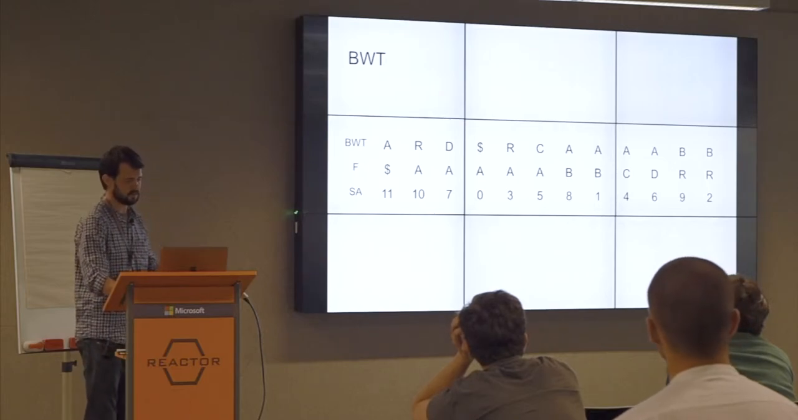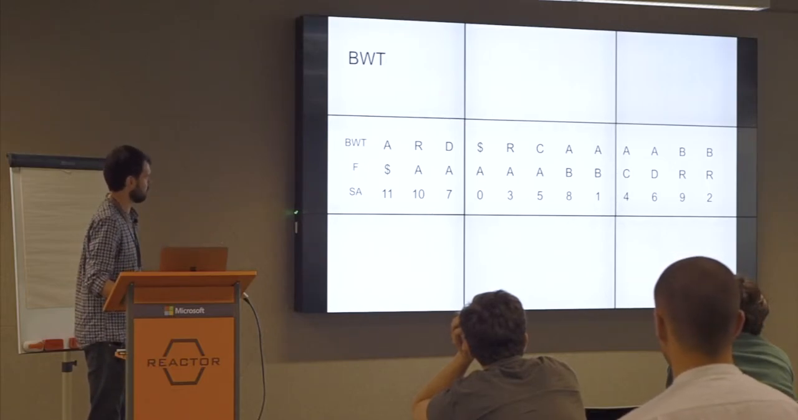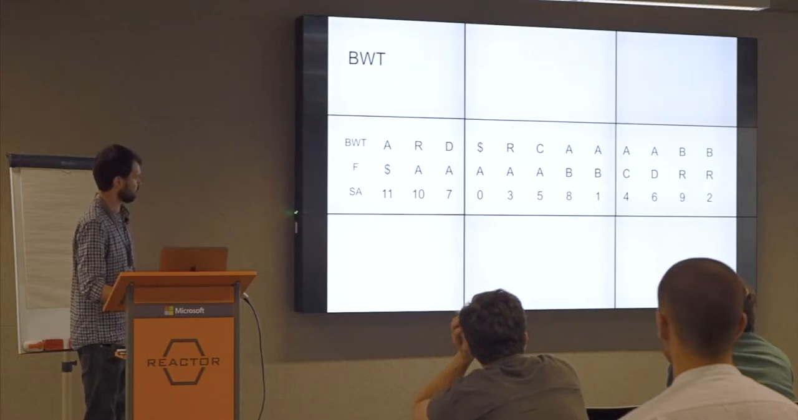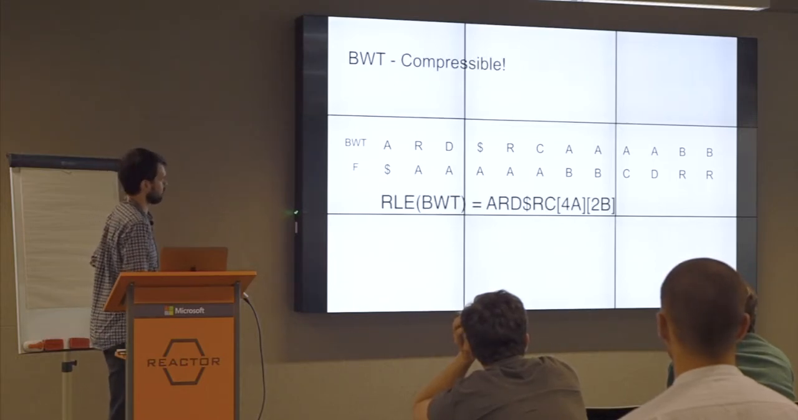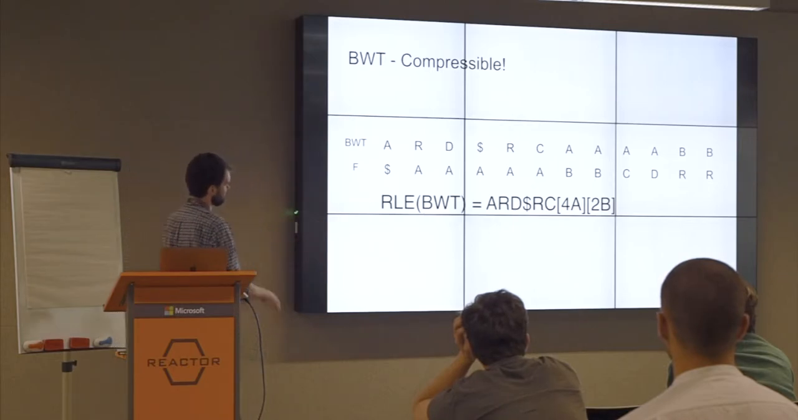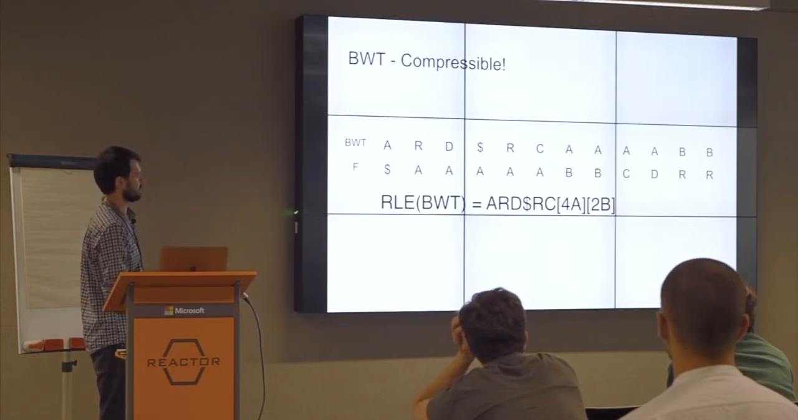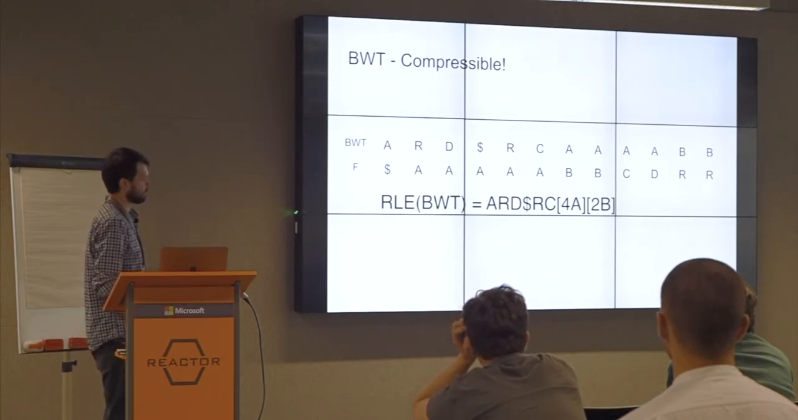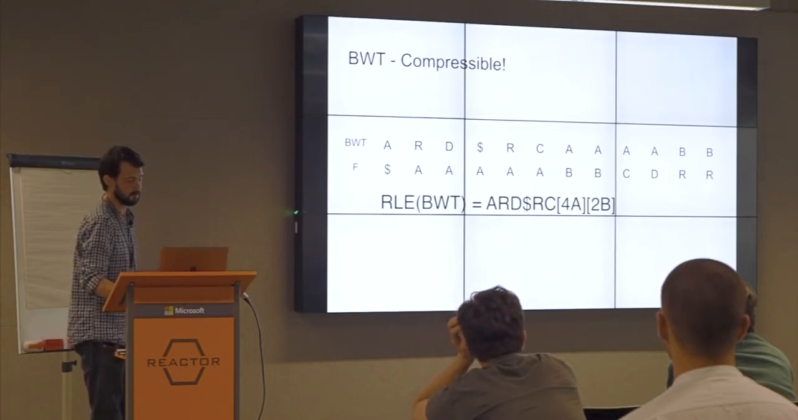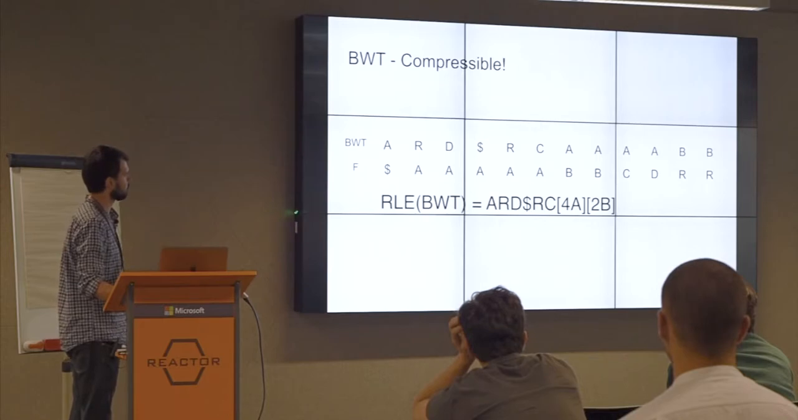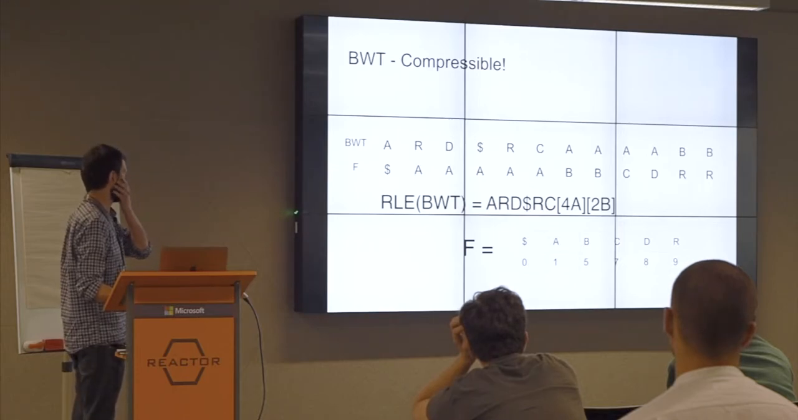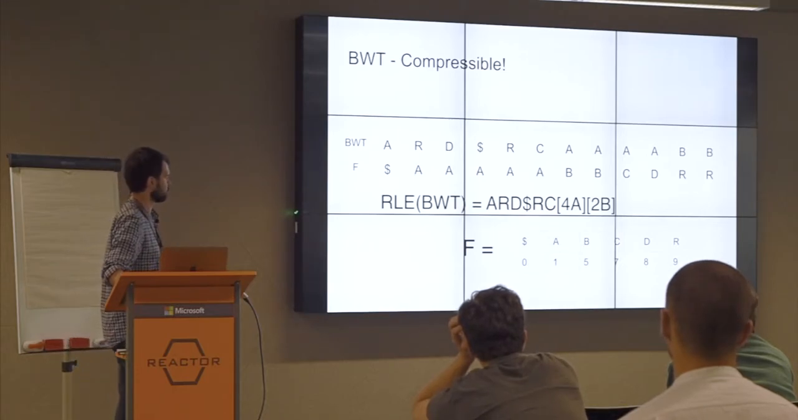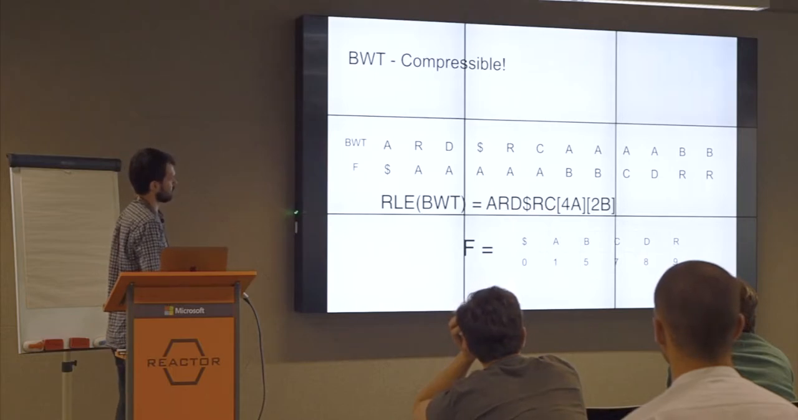So we end up with this funny looking permutation of the original string, and it's compressible. Right? We can use something like run length encoding, so all those A's that are in that block, we can just say there's 4 A's there, and we can say there's 2 B's. And F, which is the first column, and I like to think of it as being F for frequency, is also really compressible. Right? We can just represent the starting positions of each of those characters.